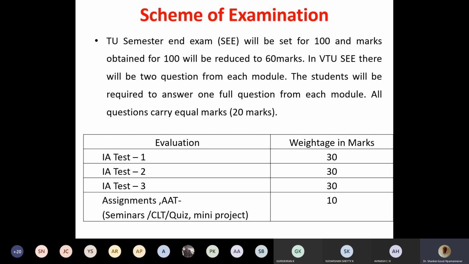Let's go. As far as the scheme of evaluation is concerned, you know that the semester end examination will be set for 100 marks, and the marks obtained out of 100 will be reduced to 60 marks. In the semester end exam, there will be 2 questions from each module. The students will have to answer one full question from each module. That is the same as what you have done in first year. Same thing will continue here also. As far as internal evaluation, there will be 3 tests. Each test will be valued for 30 marks.